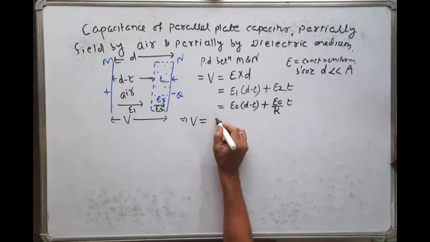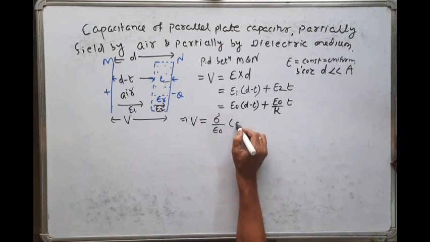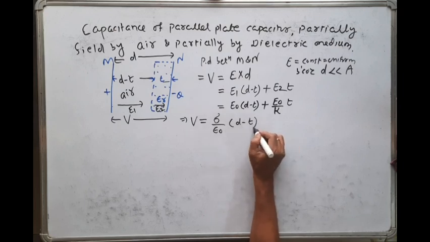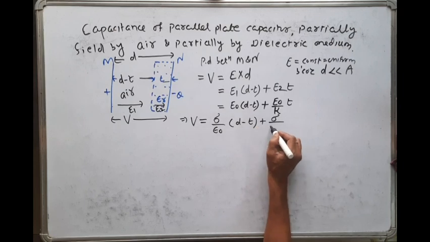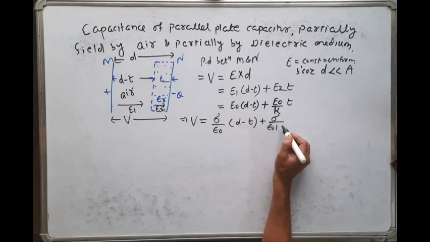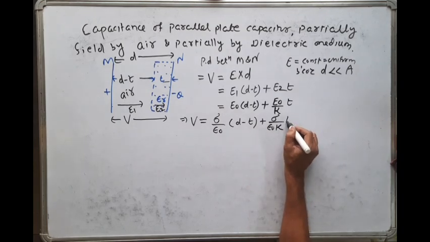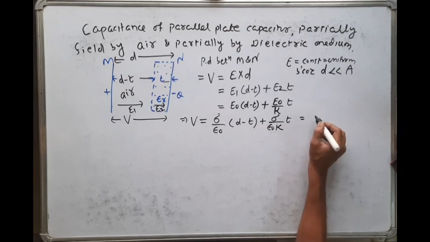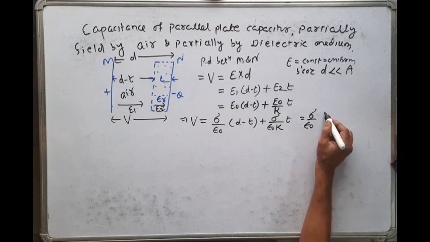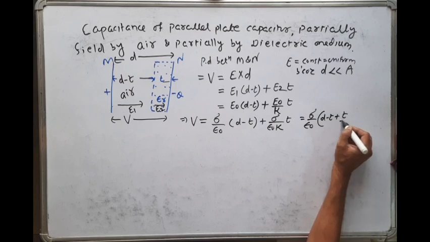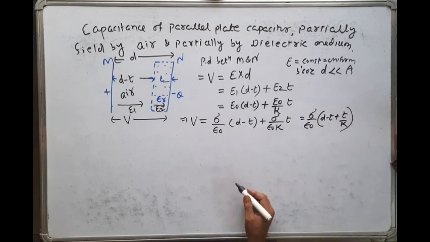And you know, according to Gauss law, E0 is equal to sigma upon epsilon naught into D minus T, plus E0 by K, which is sigma by epsilon naught into K. You can write K as well as epsilon r, so I am writing K here. So K into T. So that implies take common. What is the common? Sigma by epsilon naught. Take the common. So it is D minus T plus T by K.